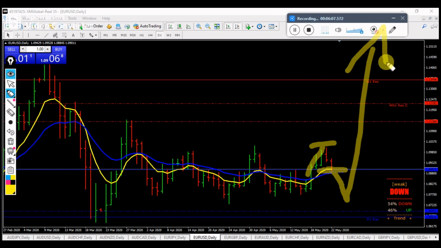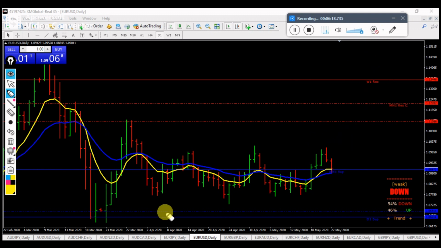So what I'm expecting from Euro USD for the long term period, it will go up at least to this level or this level for the upcoming week. Let's see what's gonna happen from the upcoming week.